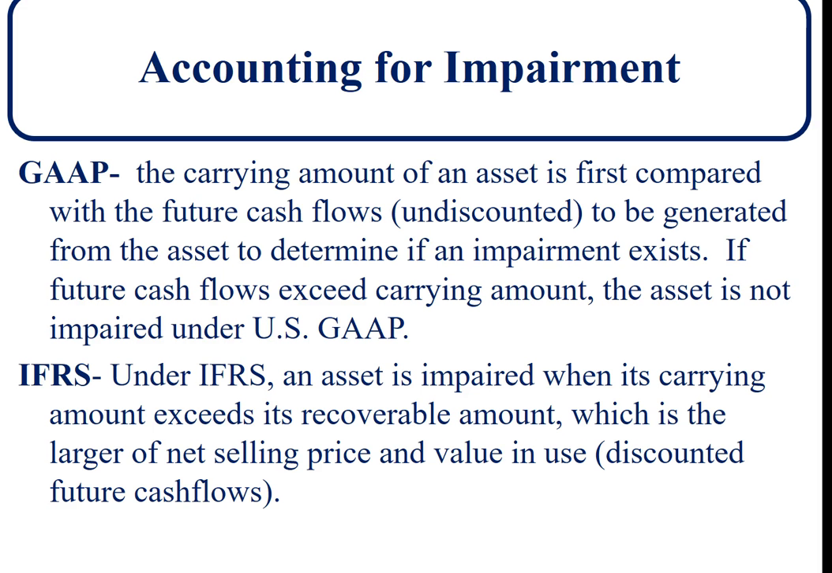Under generally accepted accounting principles, the carrying amount of an asset is first compared with the future cash flows, undiscounted, to be generated from the asset to determine if an impairment exists. If the future cash flows exceed carrying amount, the asset is not impaired under U.S. GAAP. However, under the international standard, an asset is impaired when its carrying amount exceeds its recoverable amount, which is the larger of net selling price and value in use, which is the discounted future cash flows. So in this case, we're using discounted future cash flows versus GAAP, which uses undiscounted.